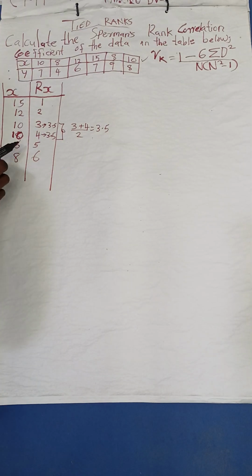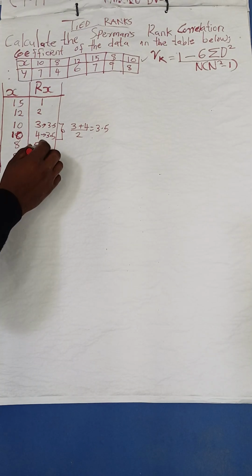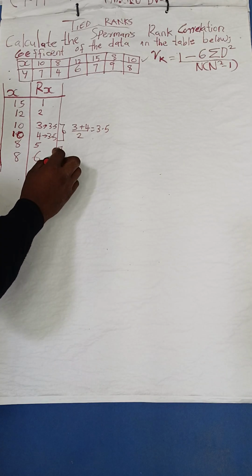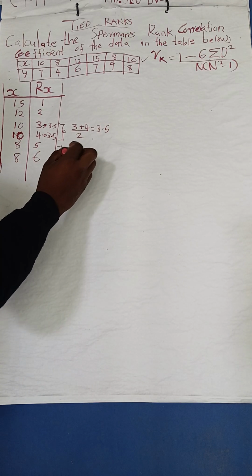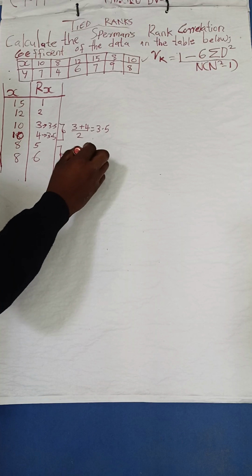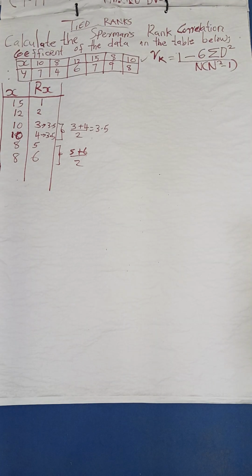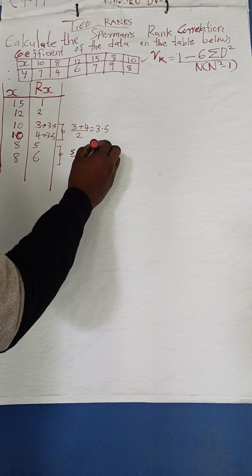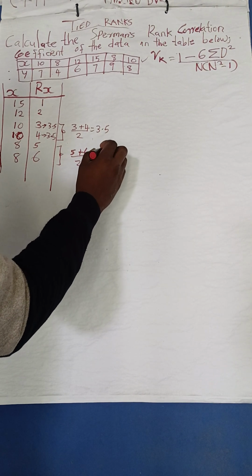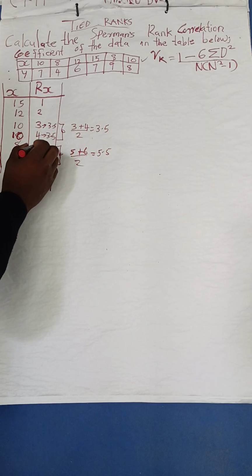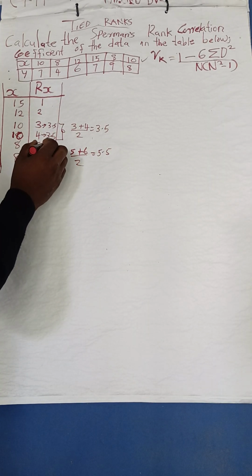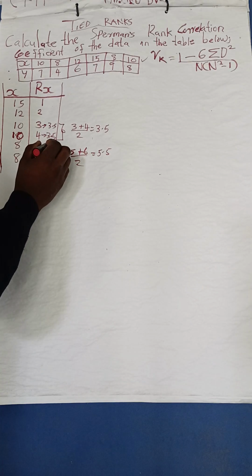Also, you cannot say this one will be the new one. You have to give them a new rank. And how do you give them a new rank? You pick the ranks that you had given them, 5 plus 6, and divide by 2. That is 11 divided by 2, we'll have 5.5. Meaning the new rank for this one we had put in position 5 will be 5.5.